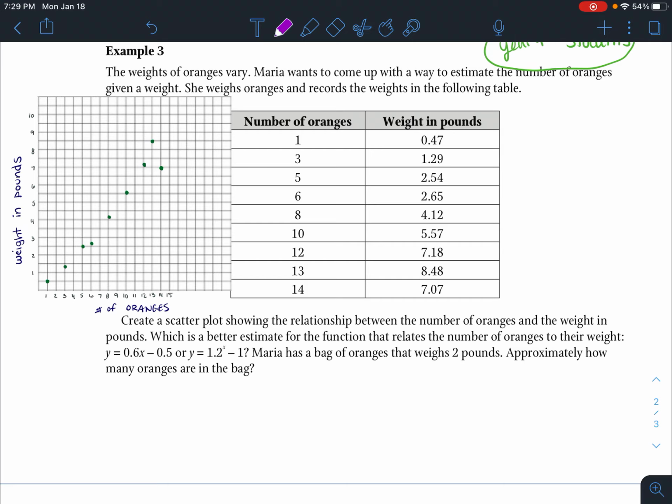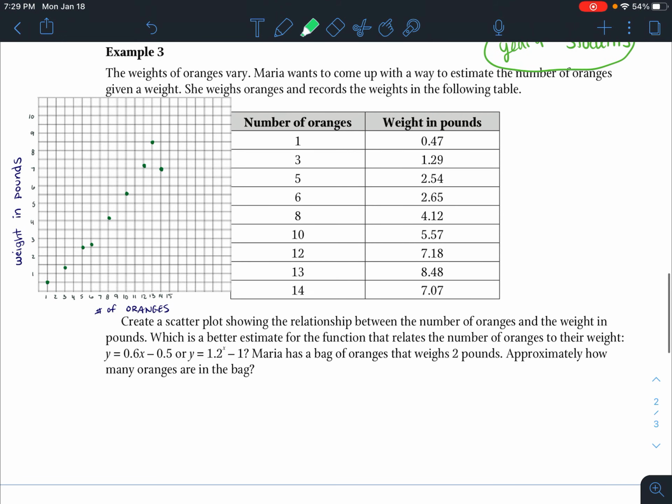These 2 columns of information have been transferred to the left graph. So we can see that it looks like it could be linear or exponential. So we're going to test the 2 equations given to see which one fits best. We've already created the scatter plot, and we're trying to compare the linear graph y equals 0.6x minus 0.5 to the exponential graph of y equals 1.2 to the x minus 1.